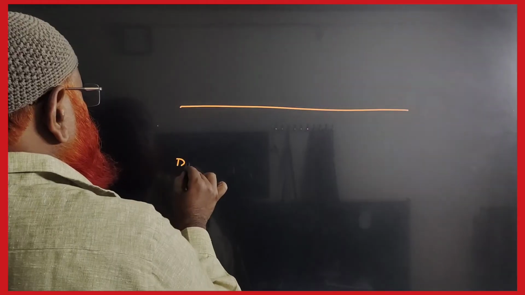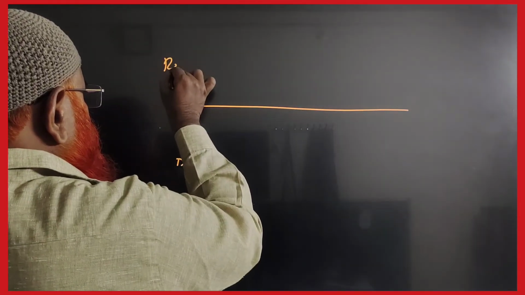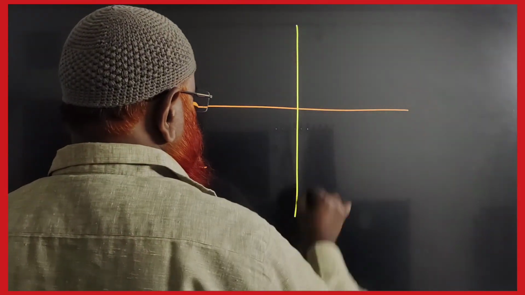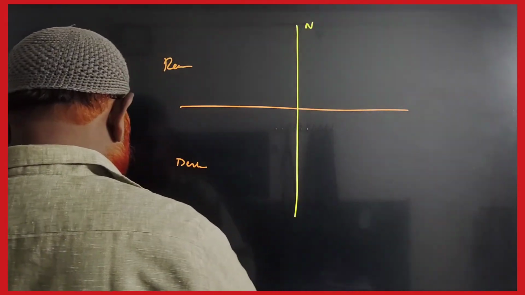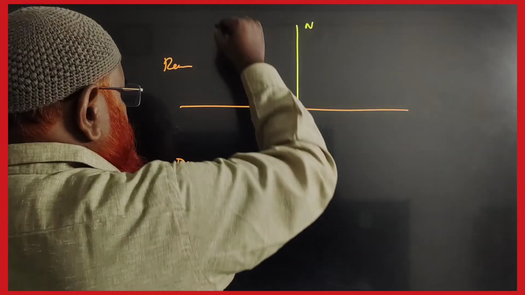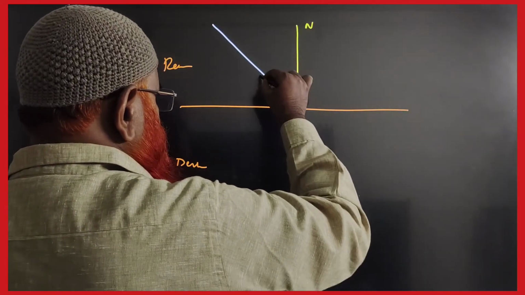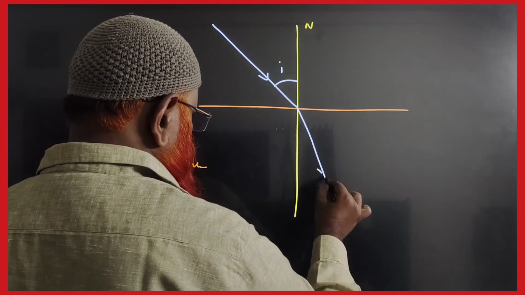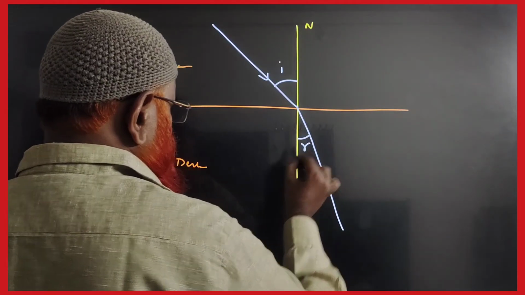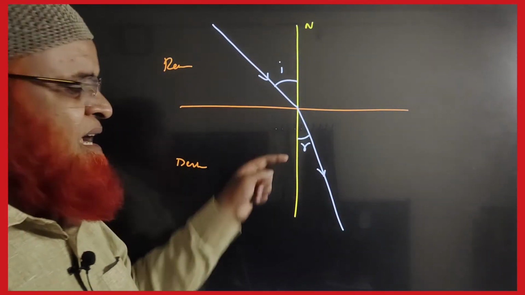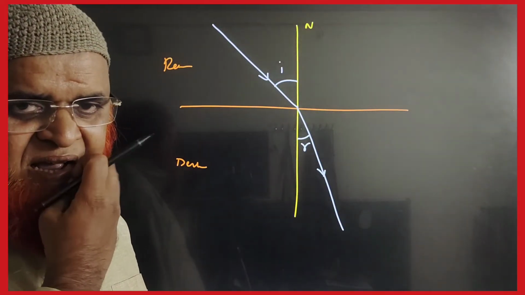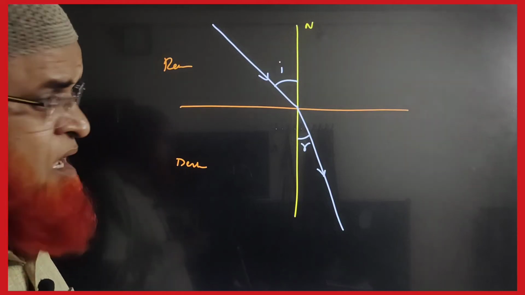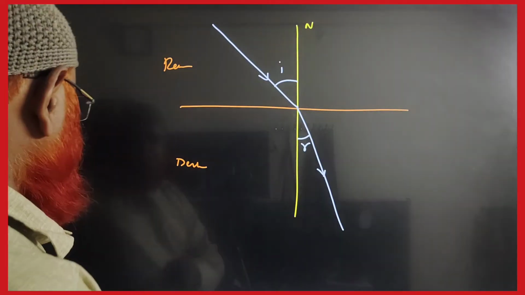So this is a denser medium. This is going to be the rarer medium. It is going to be normal. A light ray falls with an angle of incidence and is going to refract, which is said to be angle of refraction. Angle of incidence, angle of refraction. Understand? So what is going to happen here? How many things we have to remember?